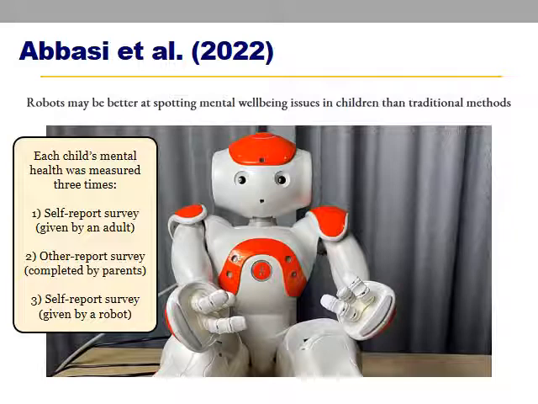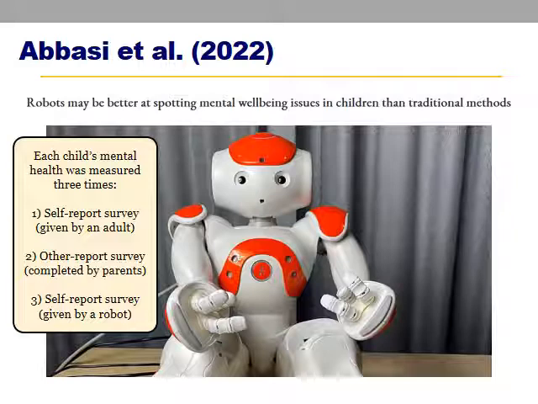And what they did is they had each child measure their mental health 3 different times in 3 different ways using the same scale. First, each kid in this study completed a self-report survey which was administered by an adult researcher. In addition, the child's parents completed the same survey on their behalf in which they reported their sense of their child's own mental health symptoms.